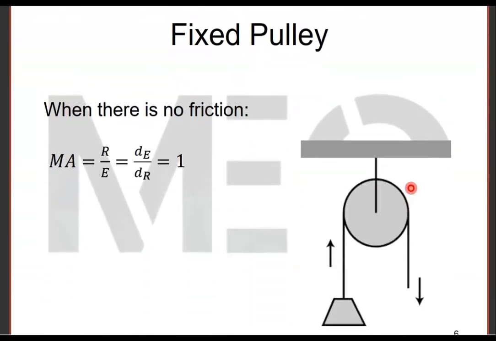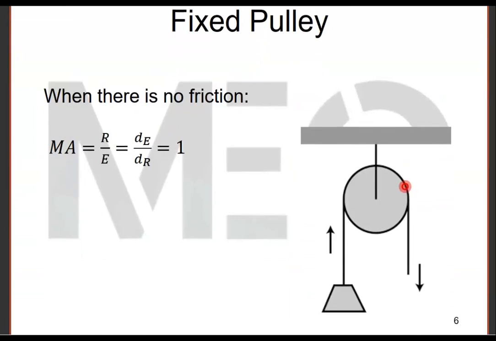let's go over a fixed pulley and see what is the mechanical advantage of a fixed pulley. So it is clear that this is the effort and this is the load or resistance. Because we have a thread or a string here, dE and dR are equal to each other. I mean, when we pull this down 20 centimeter, this goes up 20 centimeter. Therefore, dE and dR are equal to each other, and mechanical advantage is 1. Of course, when there is no friction, mechanical advantage is 1 in a fixed pulley.